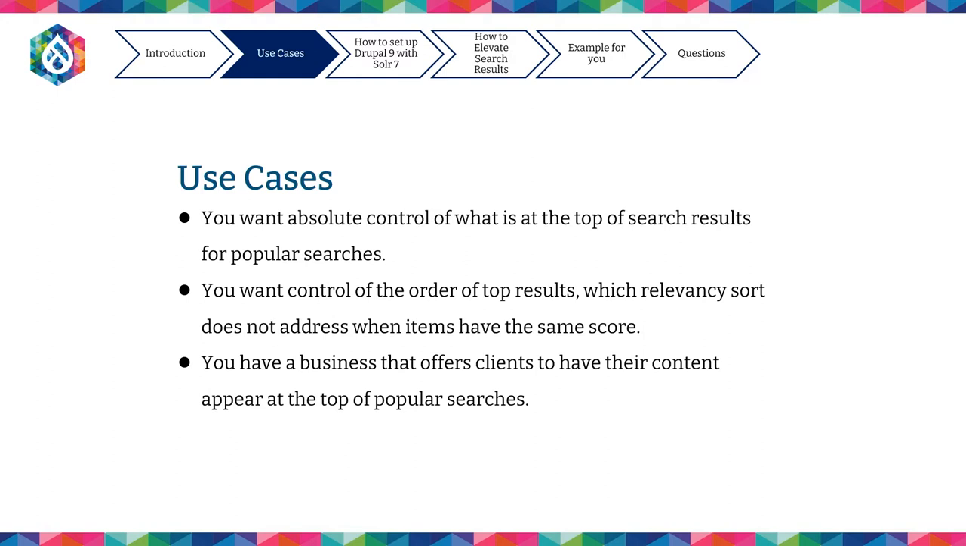Secondly, you want control of the order, because typically in a search page, it's sorted by relevancy score. When a bunch of indexed items have the same relevancy score at the top, I think it's ordered by the order in which it was indexed by Solr. So in that way, you don't really have control over it. However, with this feature, if you have a bunch of boosted items, you can control what's at the very top.